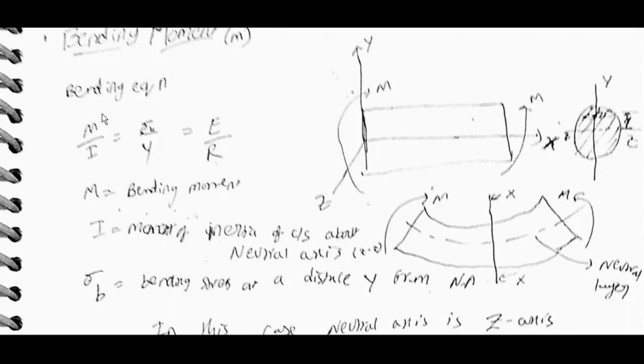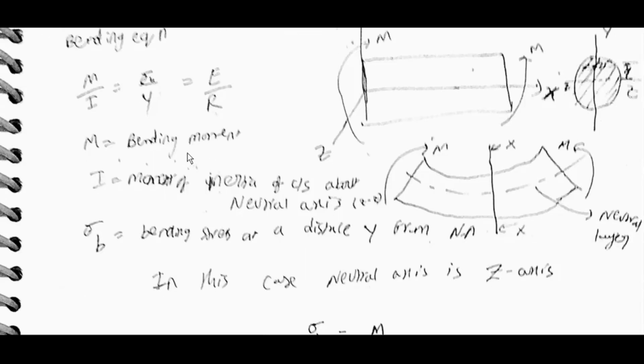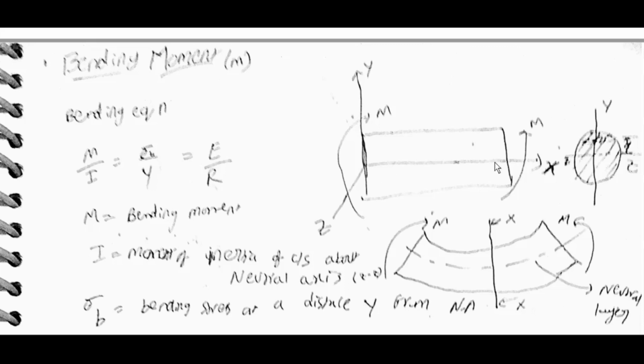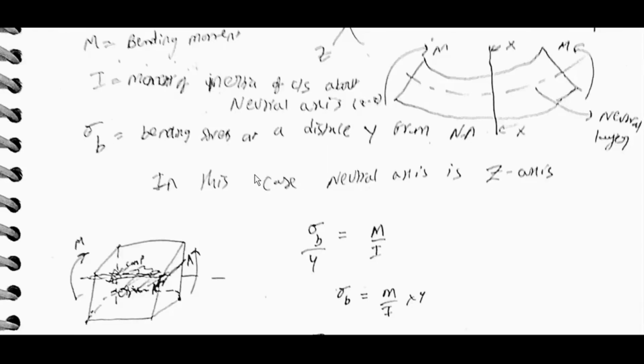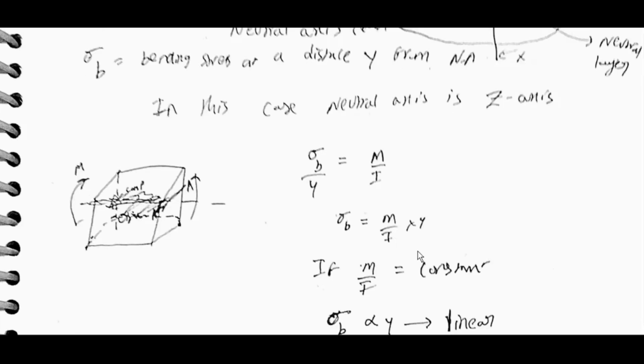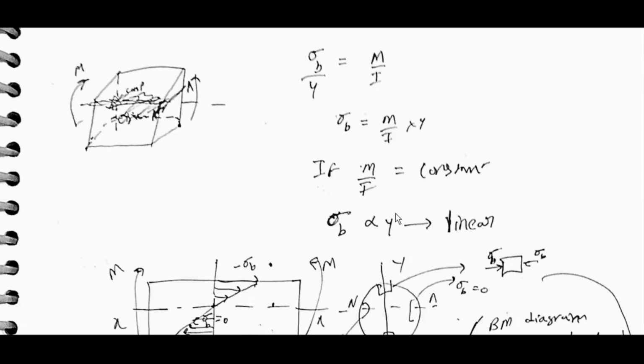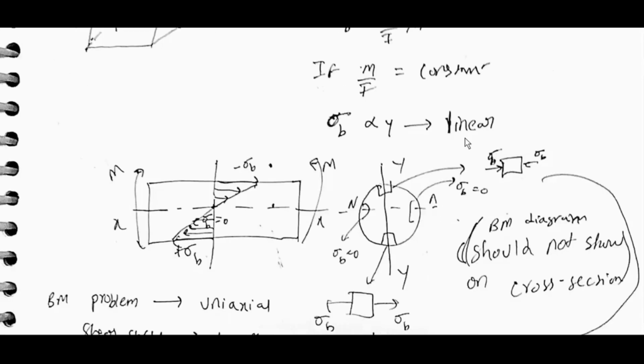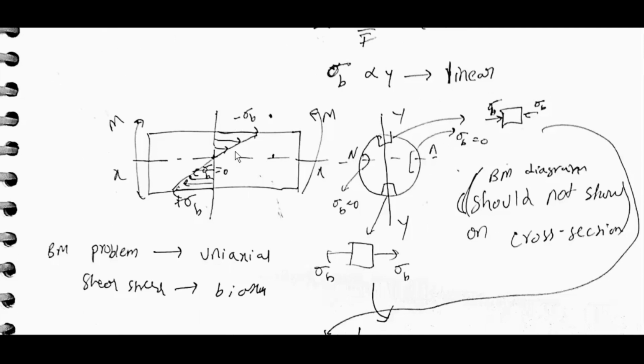Bending moment M, bending equation: M by I is equal to sigma b by y is equal to E by R. M is the bending moment, I is the moment of inertia of the cross section about the neutral axis. In this case, the neutral axis is the z axis. Sigma b by y is equal to M by I, so sigma b is equal to M by I into y. If M by I is constant, sigma b is directly proportional to y, linear. It will be minus sigma b here, plus sigma b here, compressive and tensile.